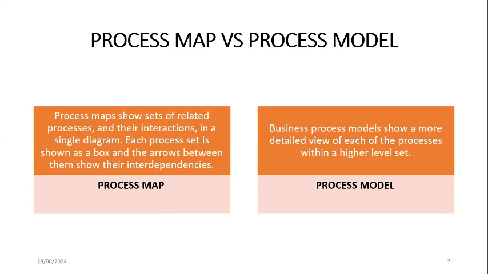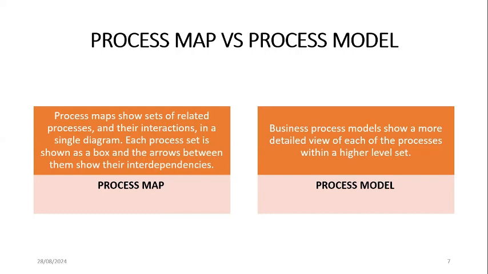A map rather shows a set of related processes and how they interact, most especially in a single diagram. A process map is always a straight line diagram. It doesn't really go into the process and explain what is happening in the process.